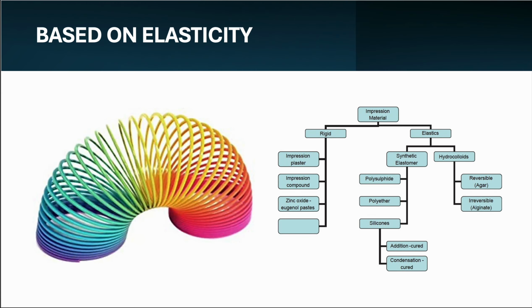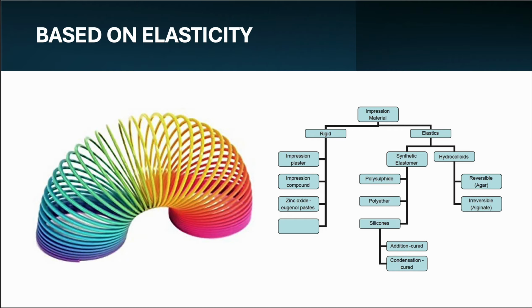Impression compound. Based on elasticity, impression materials are of two types, rigid and elastic impression materials, of which rigid impression materials comprise impression plaster, impression compound, zinc oxide eugenol impression pastes and impression waxes. The elastic impression materials include synthetic elastomers and hydrocolloids. Under the synthetic elastomers come the polysulfides, polyethers and the silicones. The hydrocolloids include reversible and irreversible materials.